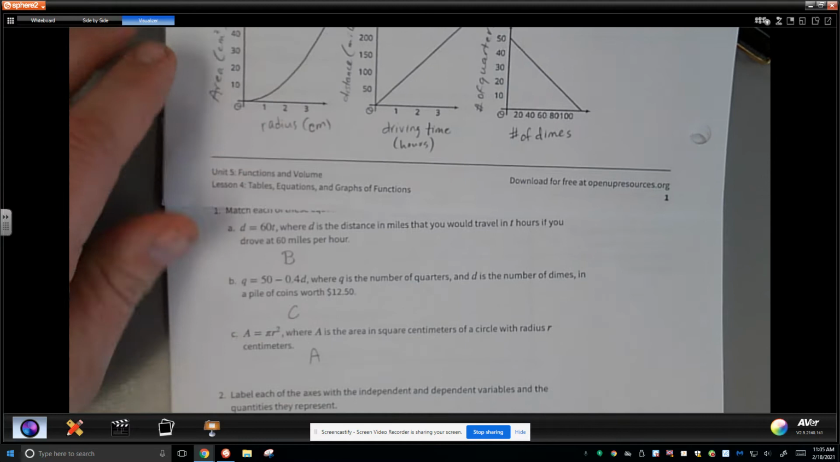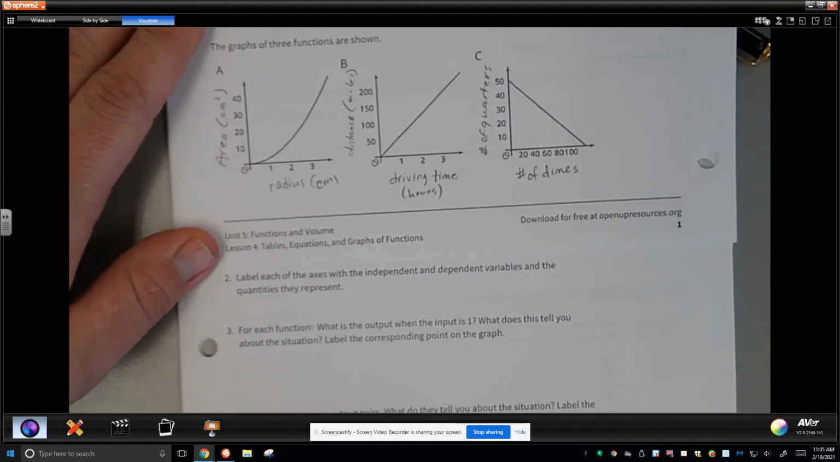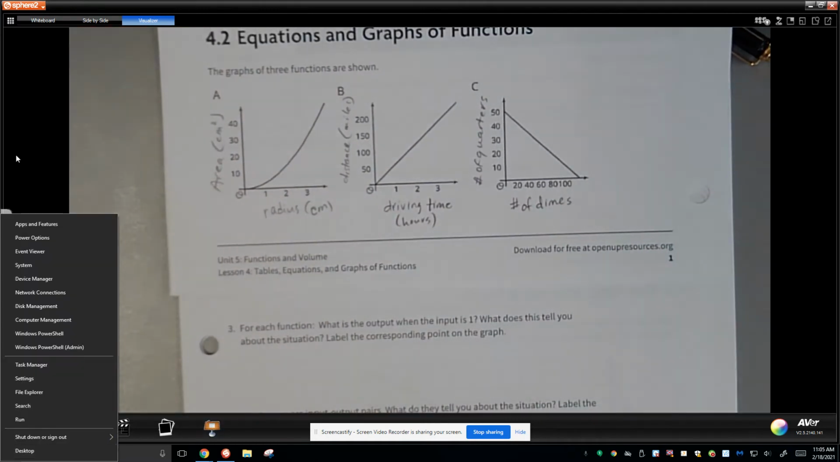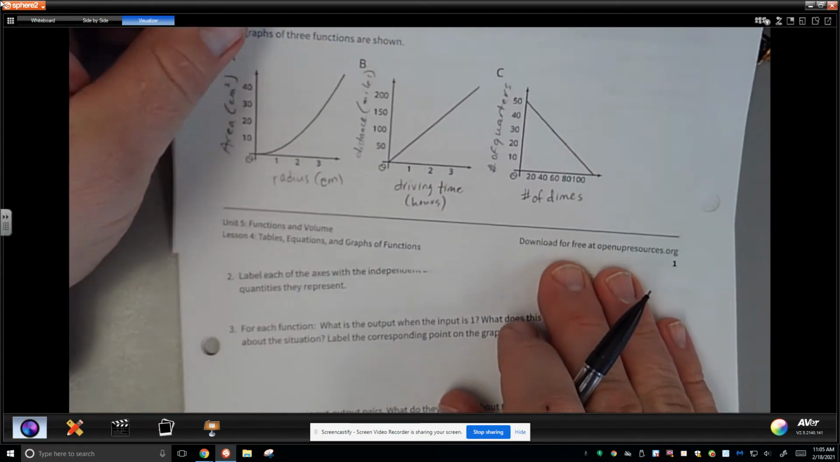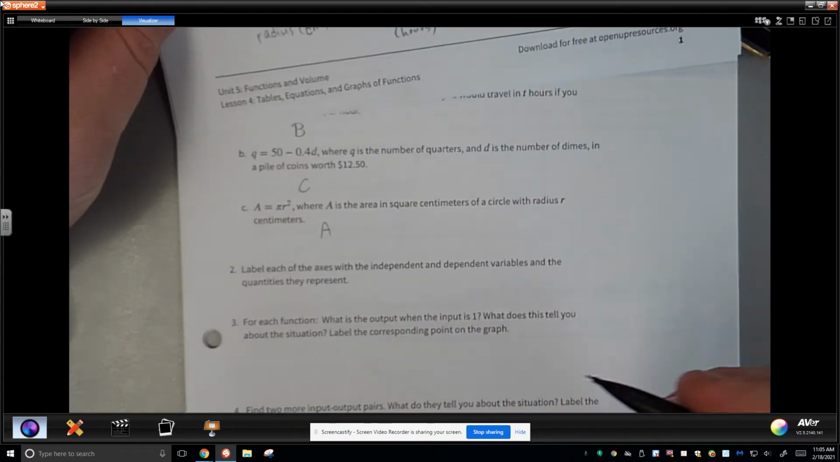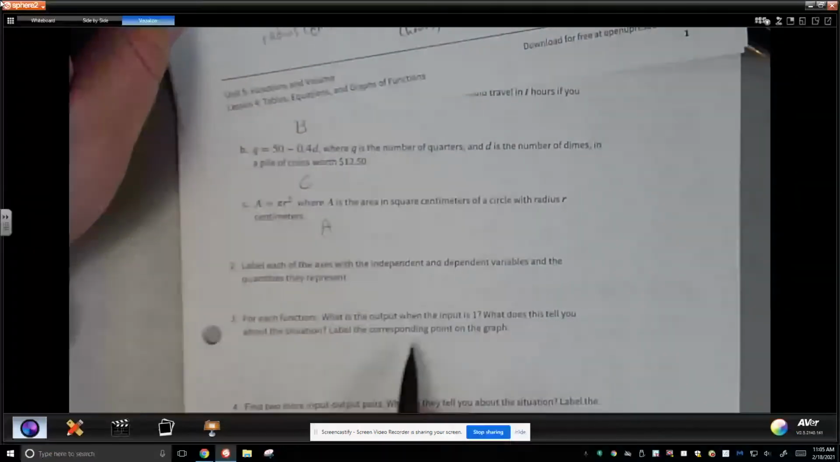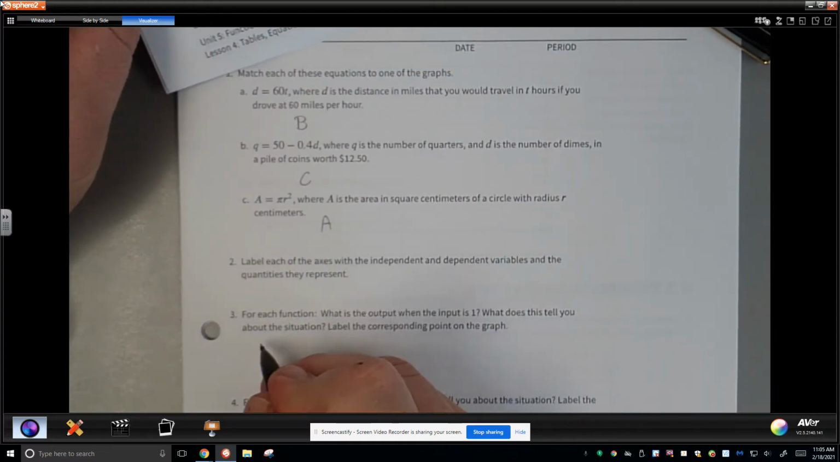That's problem number 2. And then problem number 3, it says for each function, what is the output when the input is 1? That means I need to go back in there and I actually need to use some substitution back into those equations that were given. And so when I look at these, when the input is 1, what does this tell you about the situation? Label the corresponding point on the graph. When it's 1, let's just go like this.